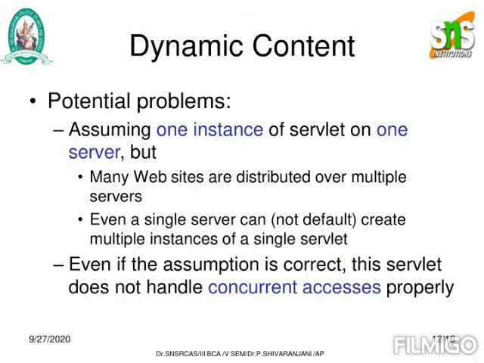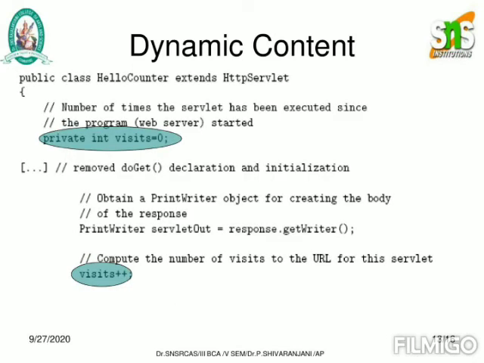The potential problem is that we assume one instance of the servlet on one server, but many websites are distributed over multiple servers. Even a single server can create multiple instances of a single servlet. If the assumption is incorrect, the servlet does not handle concurrent access properly. So this is the example where the dynamic content is being displayed.